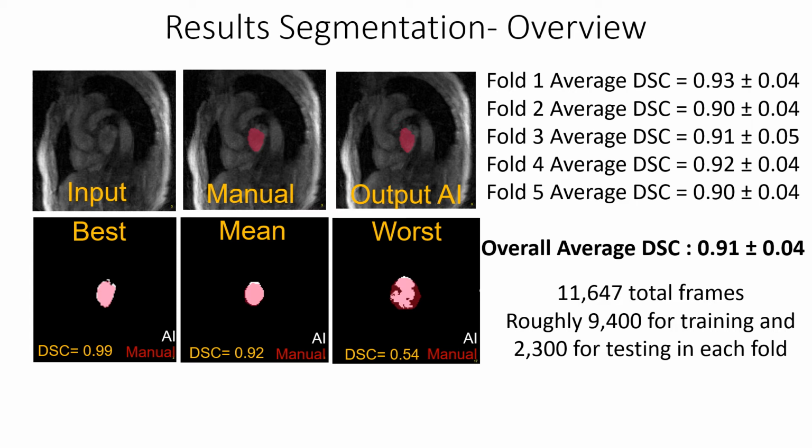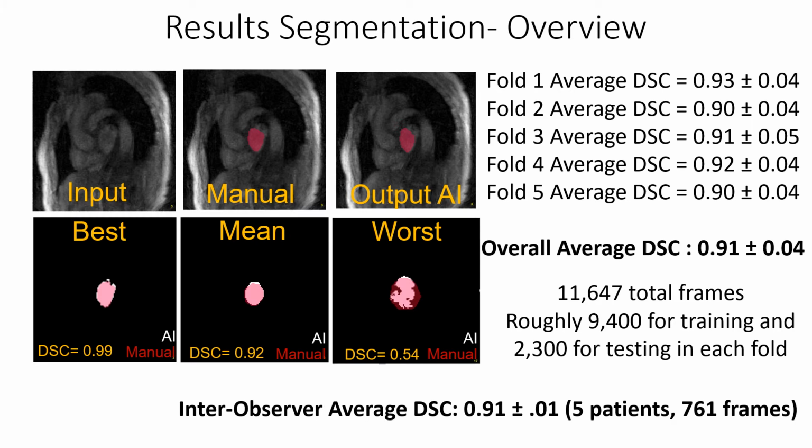The average DICE score and standard deviation is given for each fold, with the total DICE score for the entire testing sets being 0.91 plus or minus 0.04. Do note that each testing fold had similar performance, underscoring that our model is fairly robust to different training and testing sets and is unlikely overfitting.